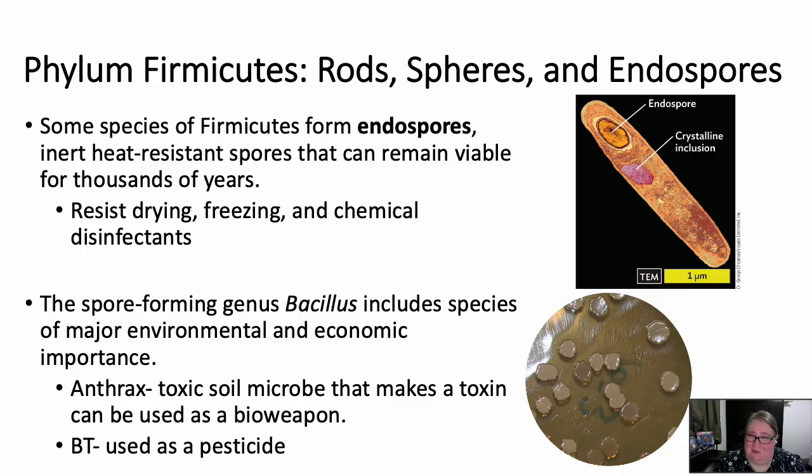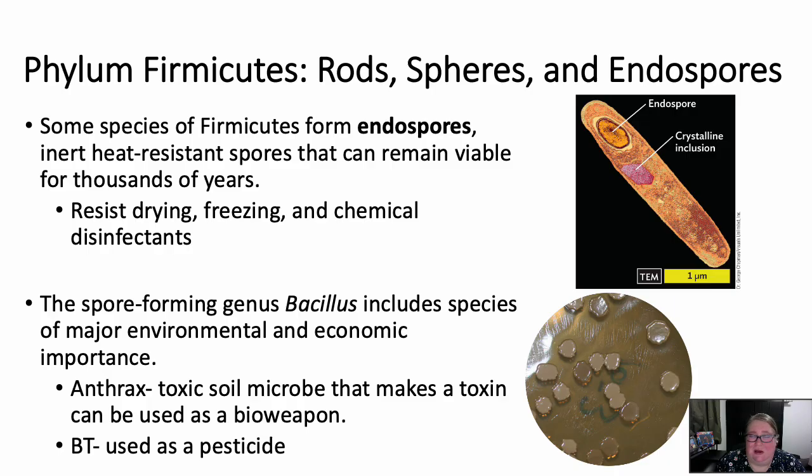Endospores are very concerning both medically and in the environment. We just can't get rid of them. In fact, the only way that we can ensure that we don't have endospores in things like our food or on medical instruments is to use an autoclave, which uses pressure to drive the temperature up enough that we can actually get rid of the endospores or the bacteria that form the endospores.